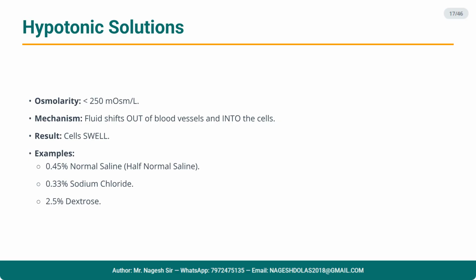Hypotonic solutions have an osmolarity less than 250 milliosmoles per liter. They cause fluid to shift out of blood vessels and into cells, causing cells to swell. Examples include 0.45% normal saline and 2.5% dextrose.